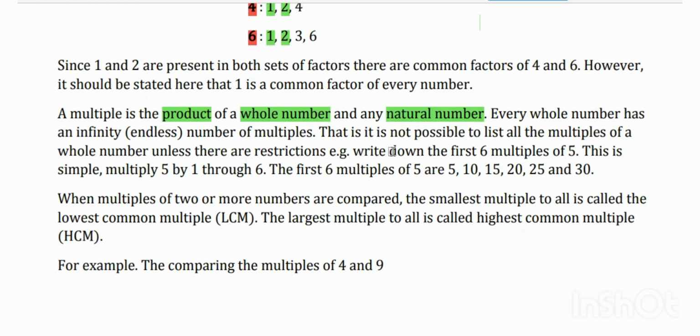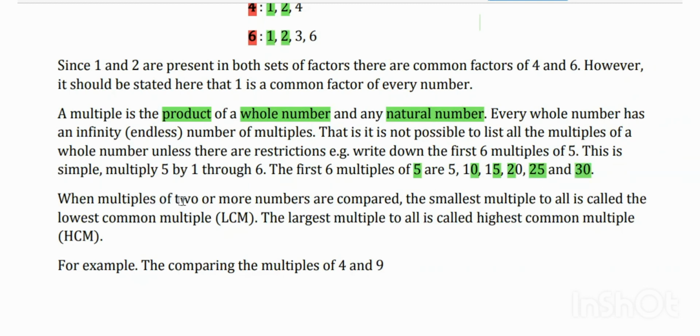So for example, you can be asked to write down the first 6 multiples of 5. 5 itself is a multiple. 10 is a multiple of 5. 15 is a multiple of 5. 20 is a multiple of 5. 25 is a multiple of 5, and 30 is a multiple of 5.